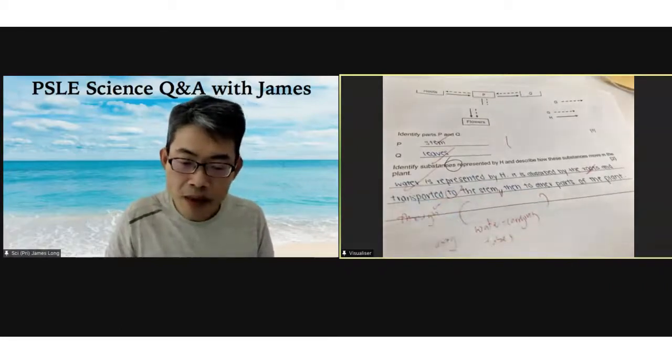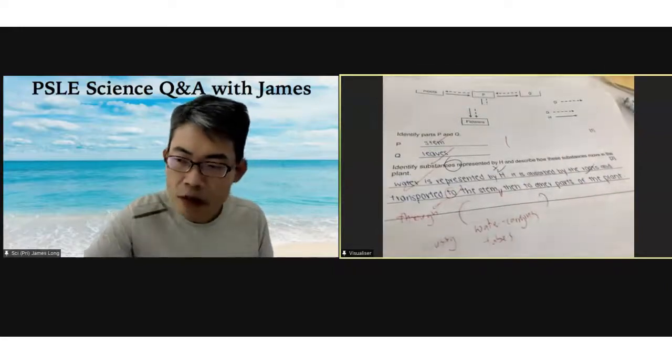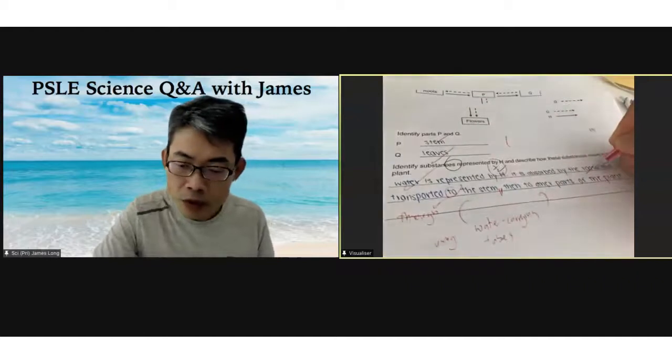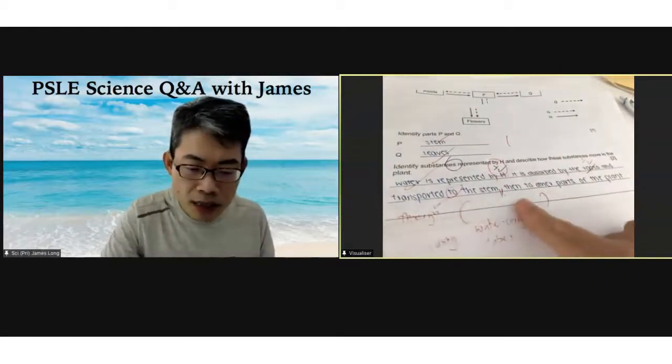So, as just mentioned, H is represented by water. Very common error. This, of course, is still correct. Half a mark here, right? It's just worth half a mark, not worth the full 1 mark. And this is absorbed by the roots, correct? Half mark here.